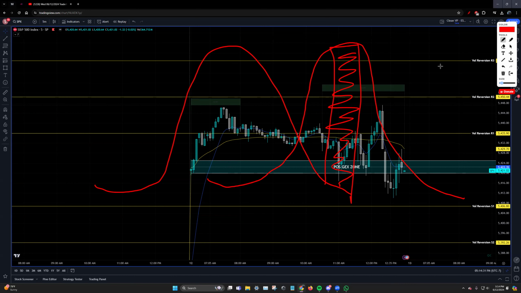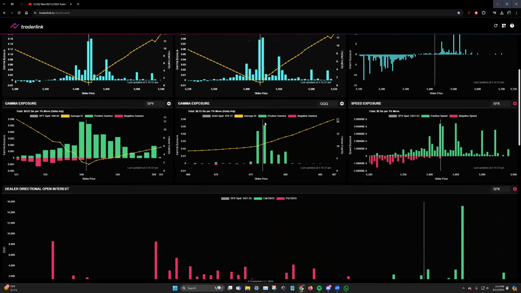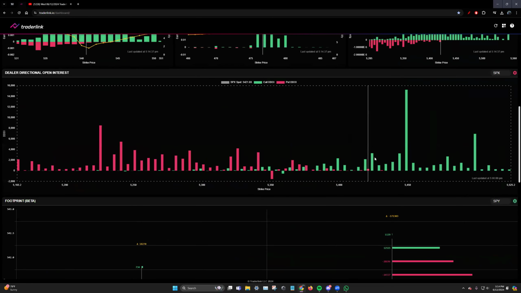PM, I saw Vanna flips say above about 54.50. Go big green. What's the super big green bar? 54.30 on DDOI. 54.50 is the big bar on DDOI today, all day. See, there's one here at 54.25, but 54.50 was the big bar.